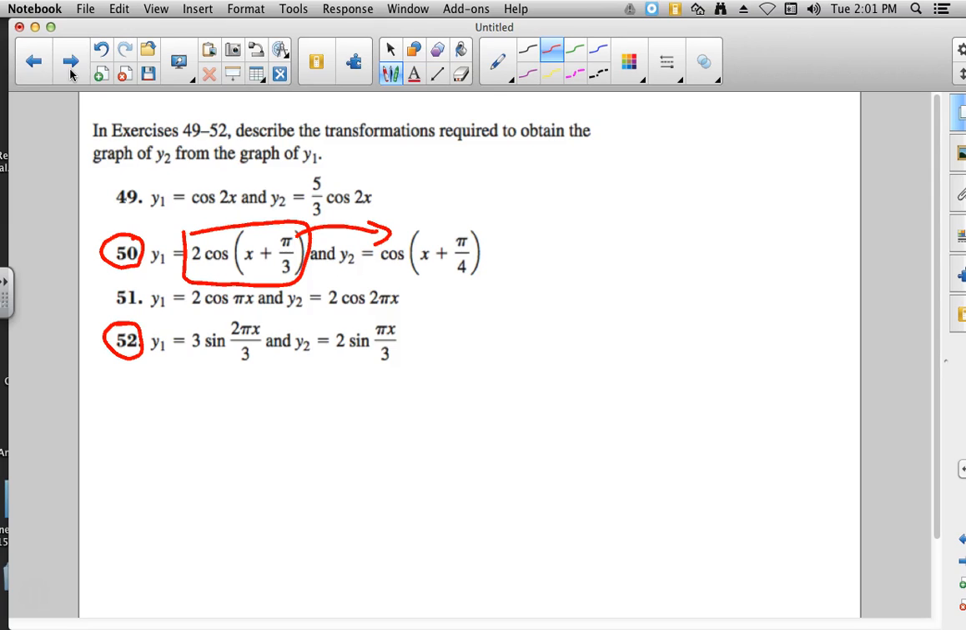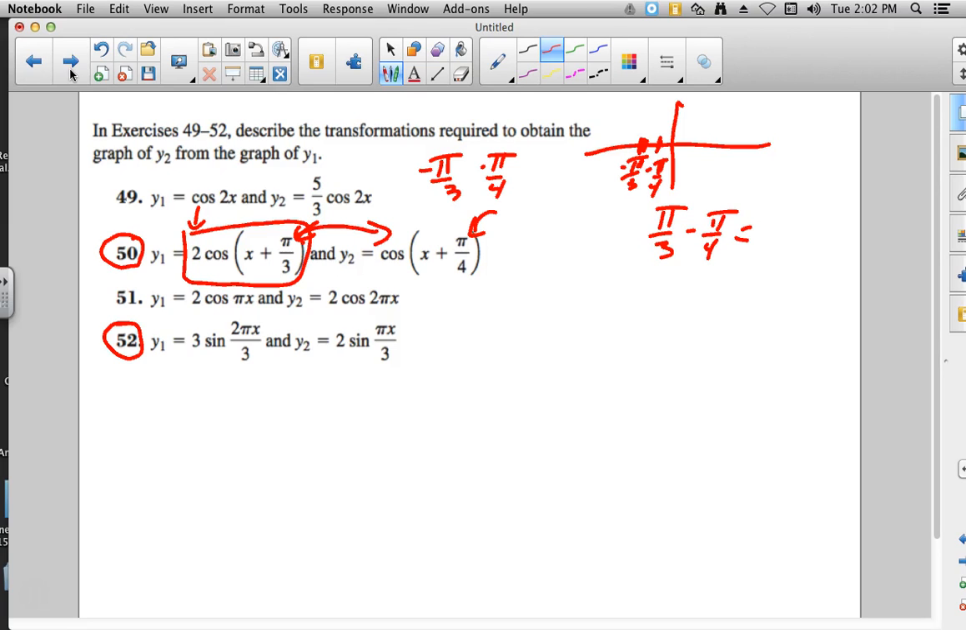Well, first of all, the 2 disappeared, so we're going to have to deal with that. And then secondly, I see the starting place on this graph is going to be negative pi over 3, but the starting place on this graph is going to be negative pi over 4. So I'm going to need the difference between those two to know how far this is moving over. And just a quick visual on that will tell me that negative pi over 4 is actually closer to 0 than negative pi over 3. So I just need to know, if you take pi over 3 and you subtract pi over 4, how much has changed in that phase shift.